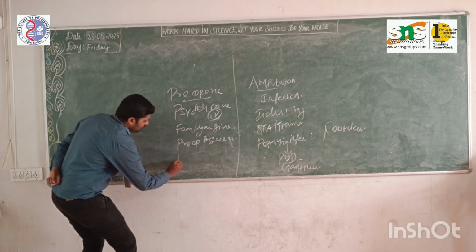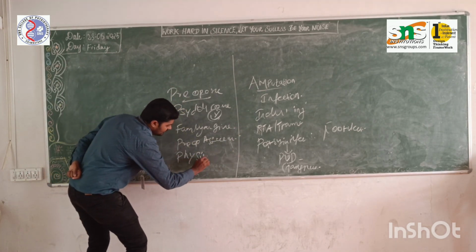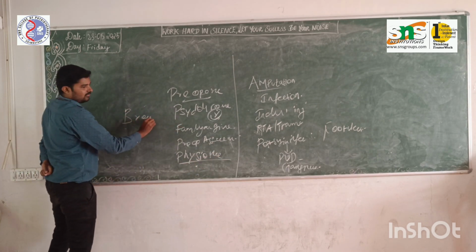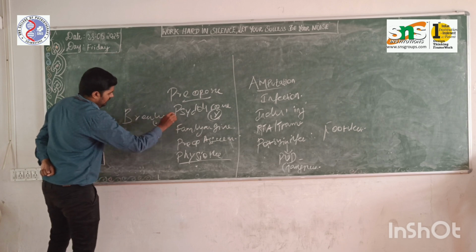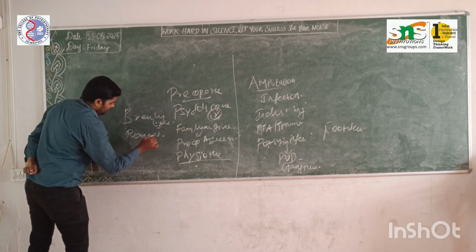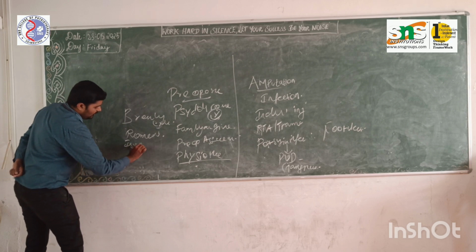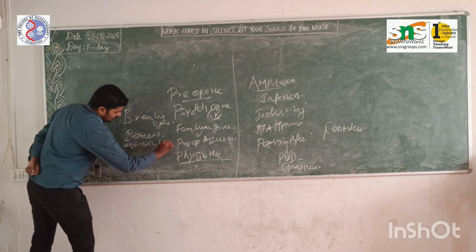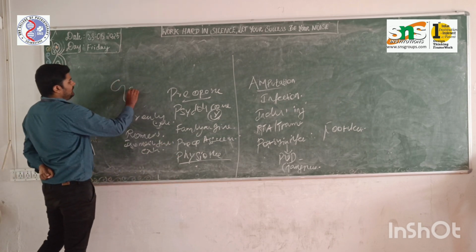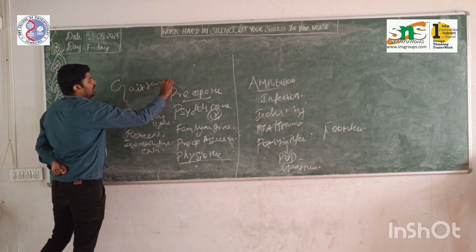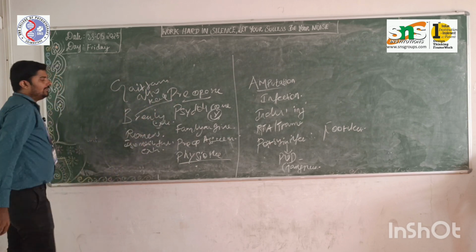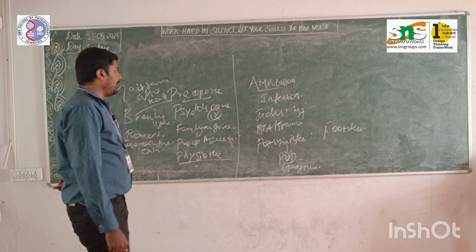Then the physiotherapy aspect of preoperative management. First you will see breathing exercises, then range of motion exercises, isometric strengthening exercises, and gait training is also taught. These are the preoperative training for the amputation patient.